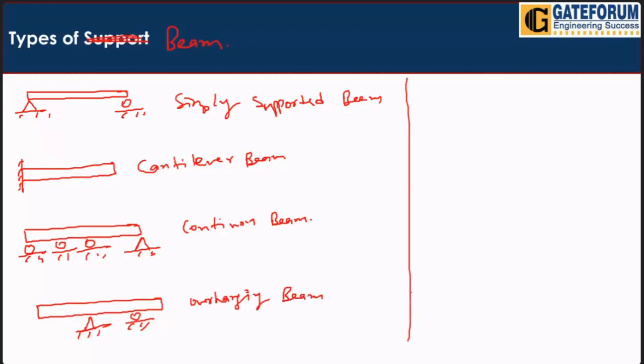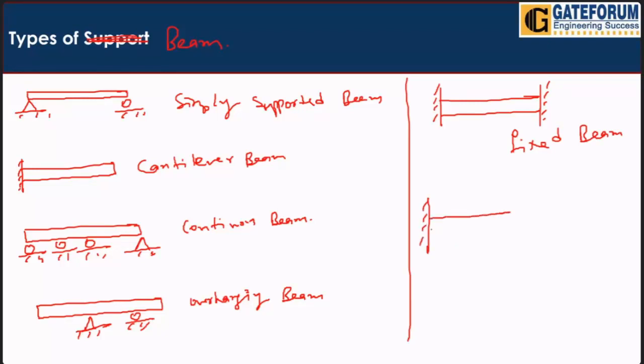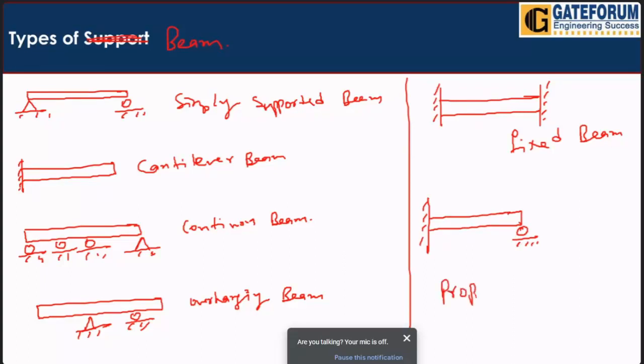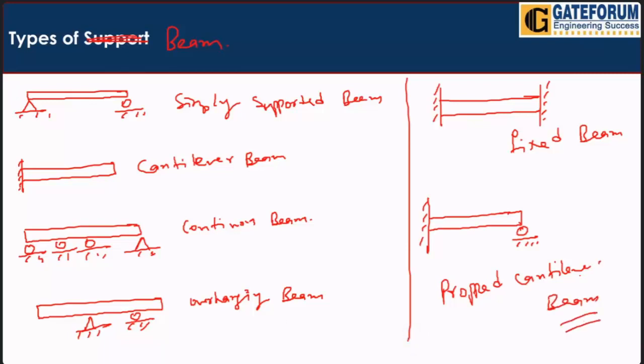This type of beam is known as a fixed beam. If it is cantilever on both sides, this one is known as a fixed beam. This one is known as a propped cantilever beam. If here it is a cantilever but there is one roller at the free end, this is known as a propped cantilever beam. As you can see, mostly in our examination this beam and this beam used to come. Very rarely the fixed beam.